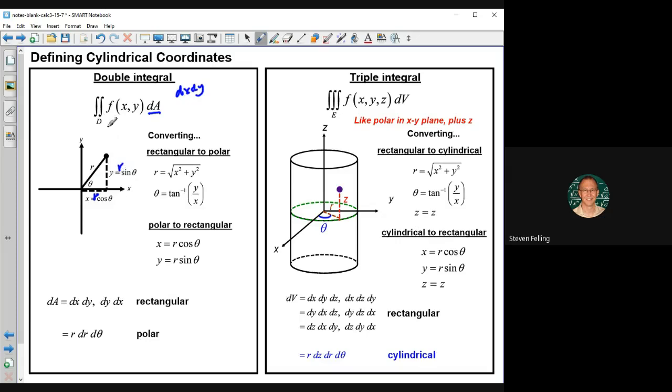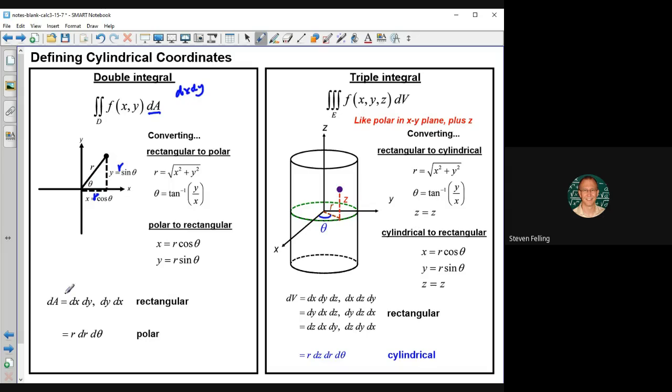Where r is the square root of x squared plus y squared, and then the angle, since the tangent of theta is opposite over adjacent, would be r sine theta over r cosine theta, which is sine theta over cosine theta, which is tangent. So the angle is just the inverse tangent of the y component over x. So you can either convert from rectangular to polar, or from polar to rectangular, r cosine theta, r sine theta for x and y.